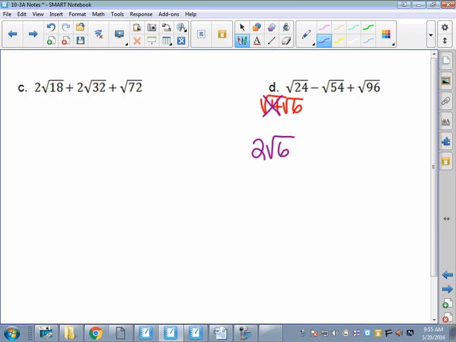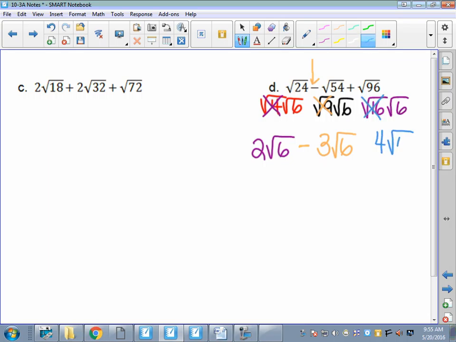How about 54? Definitely not a perfect square. I believe that one's going to be 9 times 6. So how does a 3 square roots of 6 look? What sign am I putting in front of that 3 square roots of 6? Don't forget that minus sign. And 96, that's an ugly one, but let's see, I believe that's going to be 16 times 6. Check your calculator, make sure that I'm doing my math right, because you know me. 4 with a square root of 6, and that one's going to be a plus.